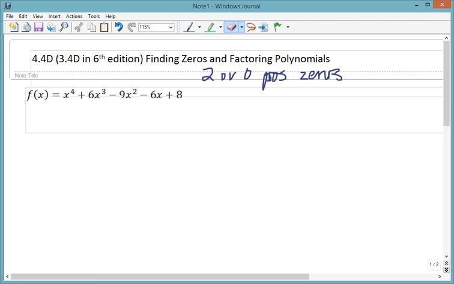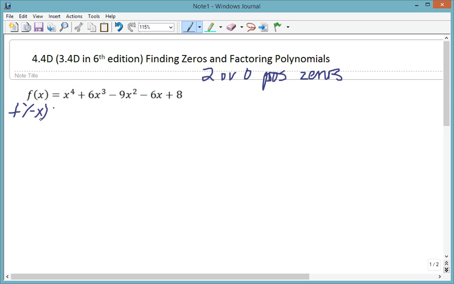Okay, and then if we look at putting negative x in, this one would stay positive because it's an even power. This one would change to negative. This one would stay negative. This would change, so it would be positive, and this would stay positive. So there's 1, 2. So there are 2 or 0 negative zeros, which isn't really all that helpful in this case.